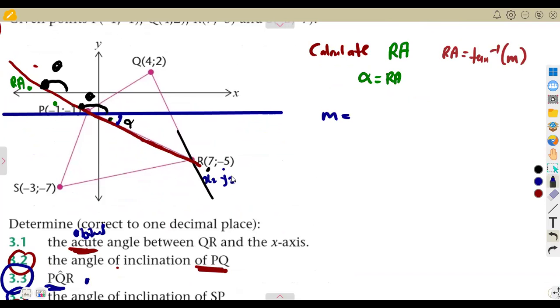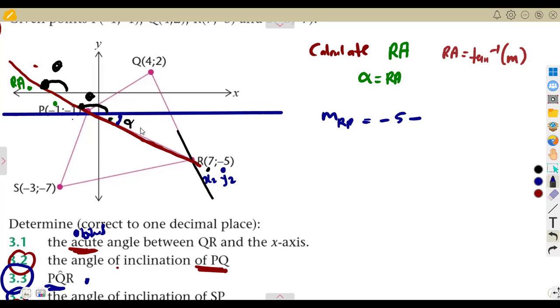So talking about the change in Y over the change in X of the line PR in this case, all right? Let us just write PR or RP, still one and the same thing, RP. So that will be the change in Y. Remember, this is Y, which is -5.